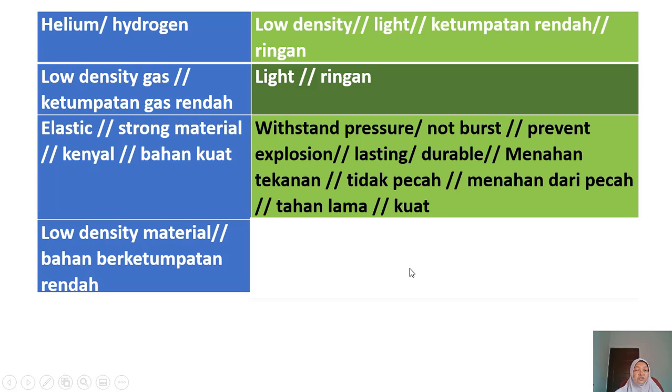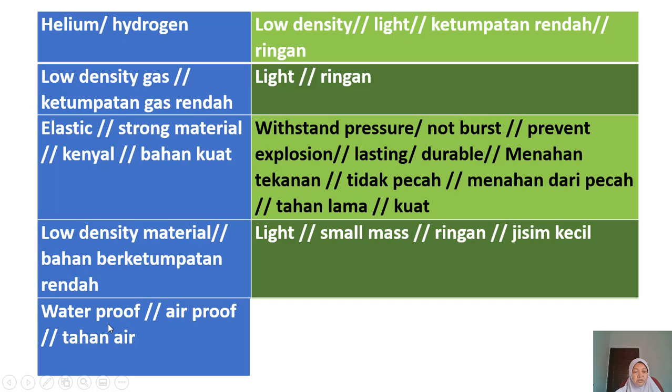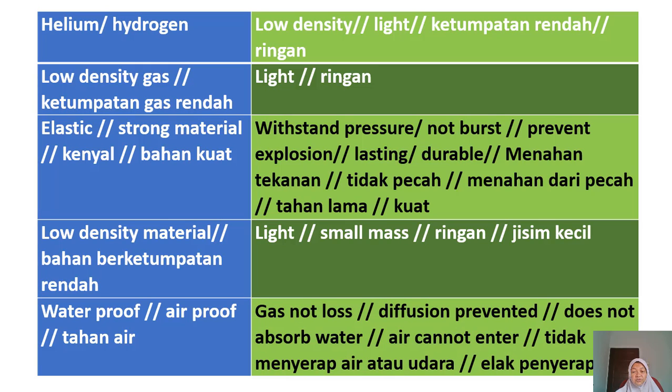Okay, next also, other than strong is, we talk about low density, right? So low density material. So it will be light, small mass, ringan. So easy to move up in a shorter time. And it should be waterproof, airproof. Airproof means what we call, the air inside cannot move out easily. Okay. Gas not lost, diffusion, and does not absorb water, especially during rain. Air cannot enter, tidak menyerap air atau udara, elak penyerapan.